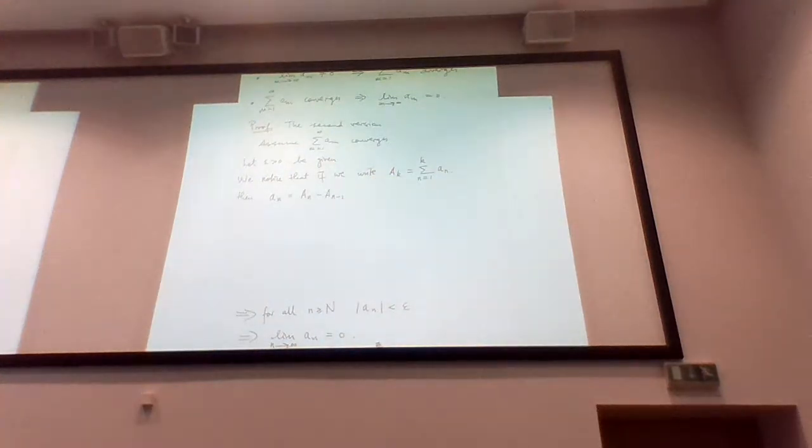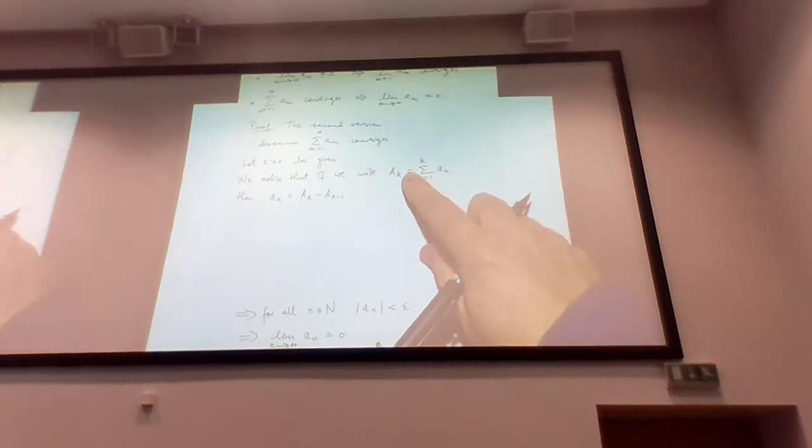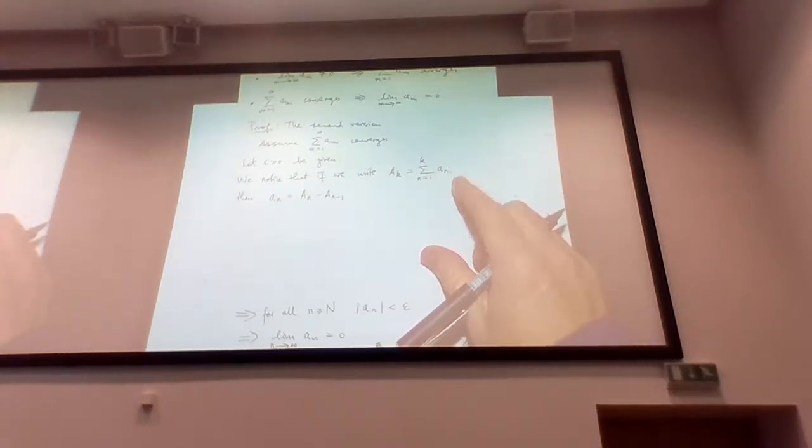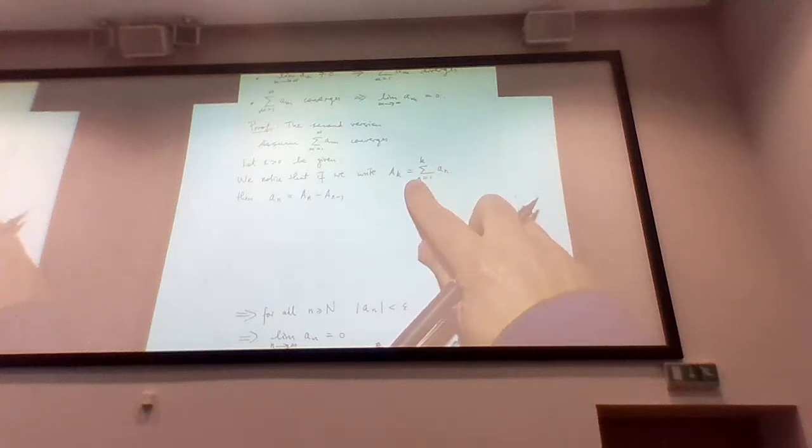Because a_n is just the step size. It's the term that you add on to one partial sum to generate the next one. Because if you've got a partial sum to k, you just add on the next term, a_{k+1}, you get the next partial sum. That's how the partial sums work.